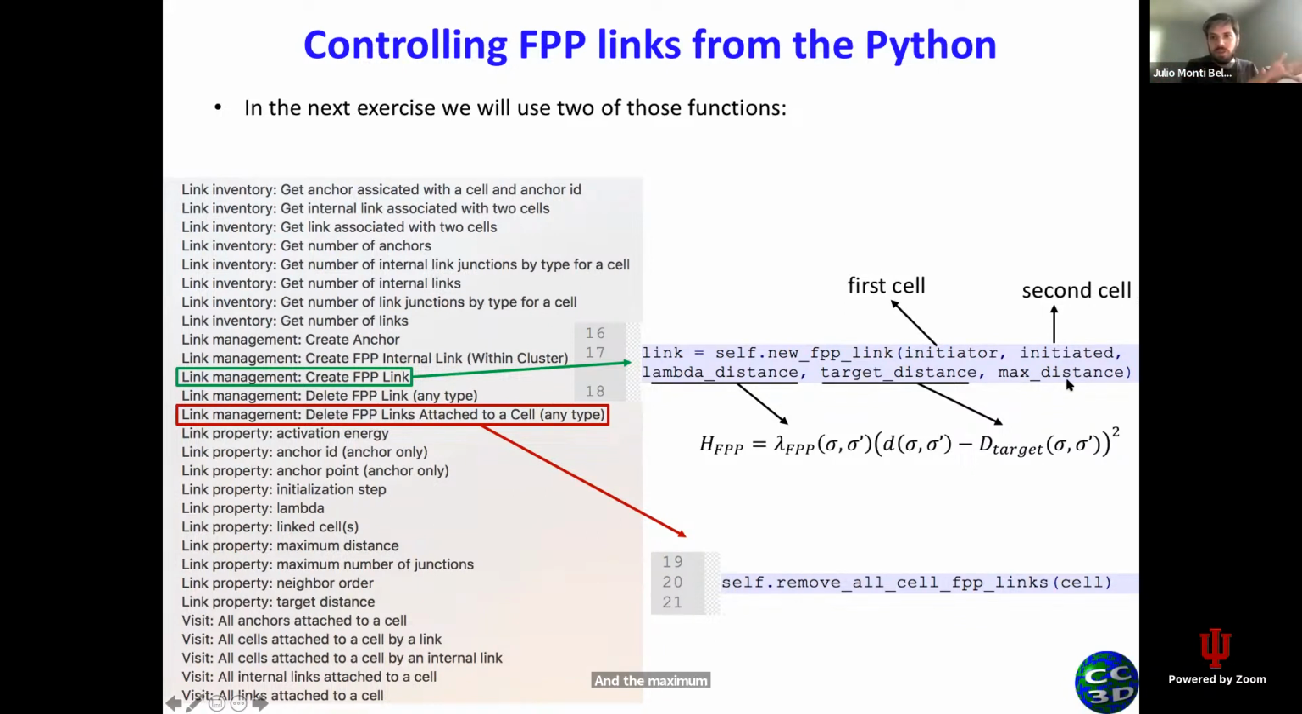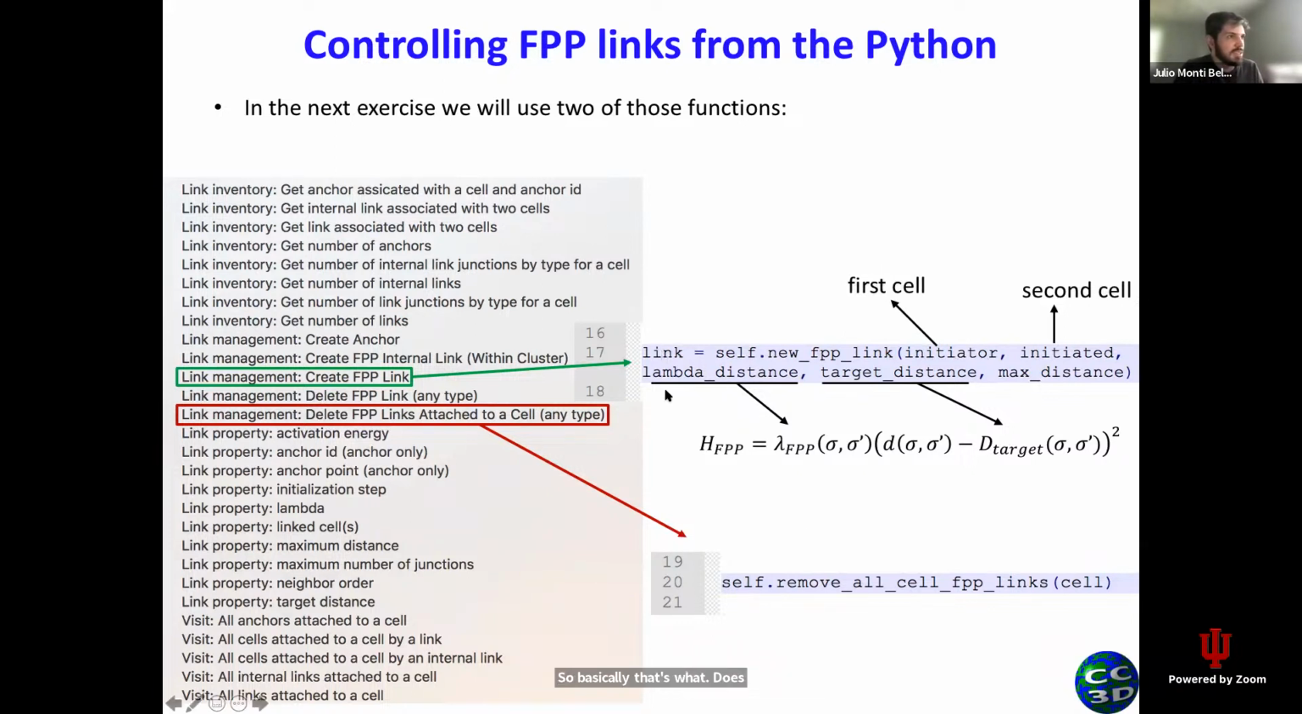The other thing you'll be using a lot is the option to delete an FPP link. You go over the cell, and once you have the cell, you call this option here, self.remove_all_cell_fpp_links, and then you get rid of all links of the cell. The cell is disconnected from the rest. Basically, that's what it does.